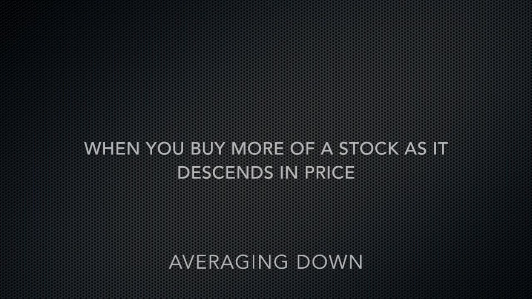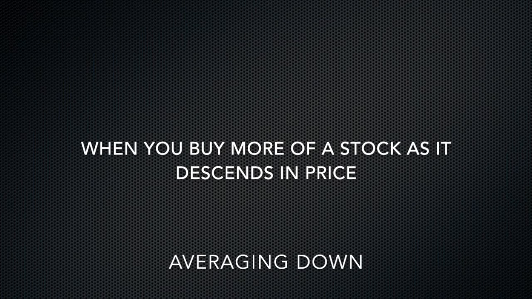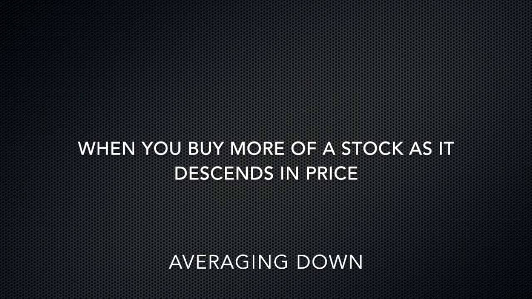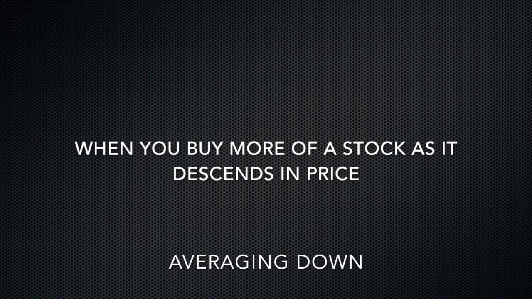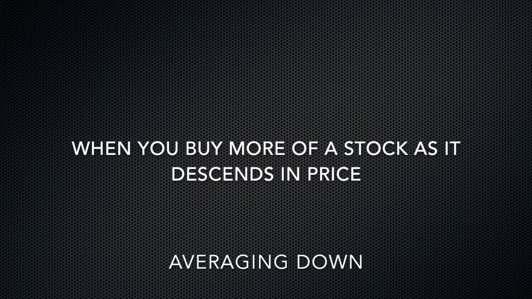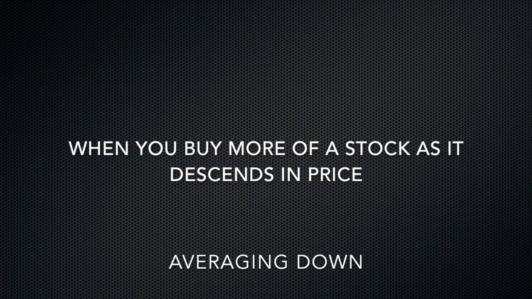Averaging down. So this is when you buy more of a stock as it descends in price. So for example, if you buy 50 shares in a stock at £10 and another 50 at £5, the average price will be £7.50, and this will be how it will be displayed on most platforms.